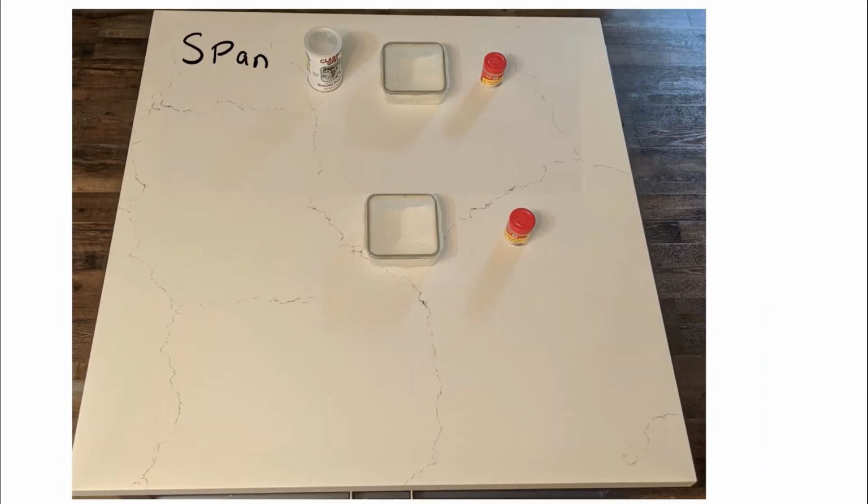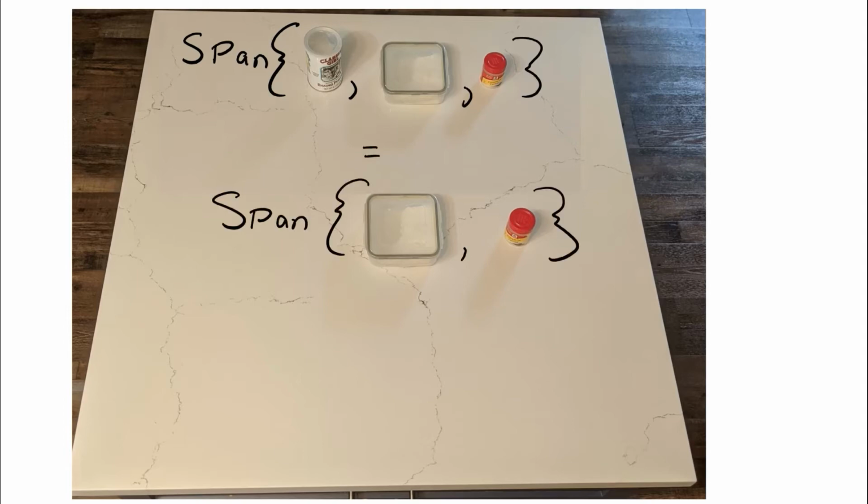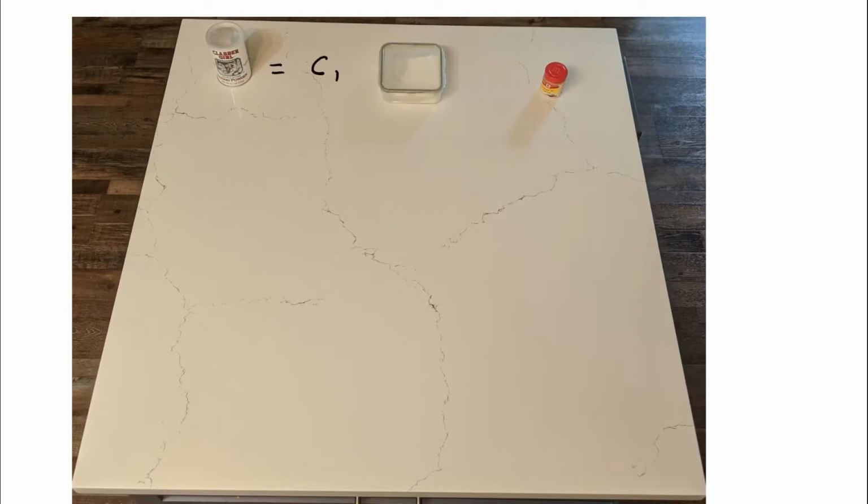If we consider the span of these three ingredients, we could eliminate baking powder and not change the span. Think about it. If something's a combination of all three ingredients, just replace the baking powder with a combination of baking soda and cream of tartar. Baking powder is a linear combination of baking soda and cream of tartar.